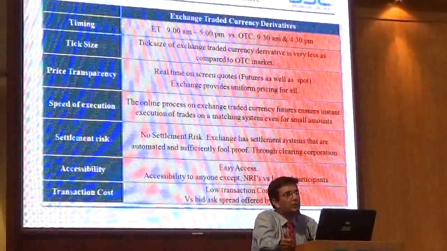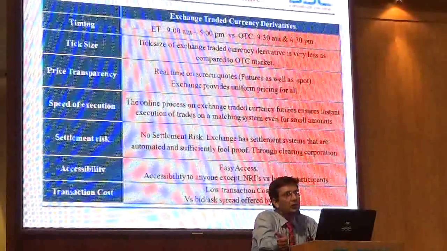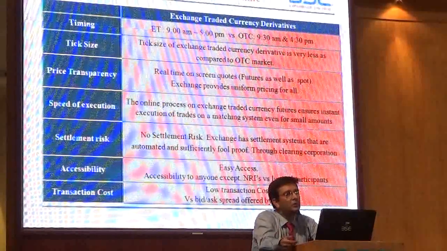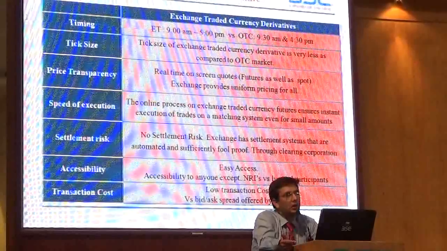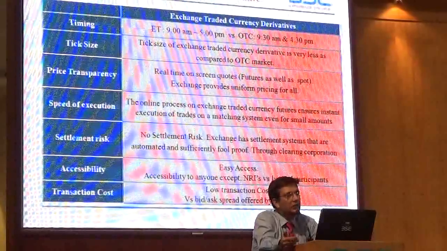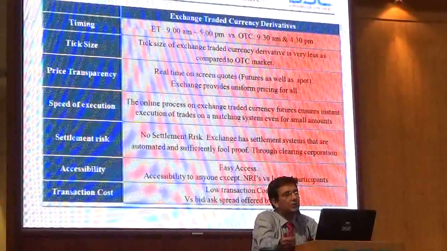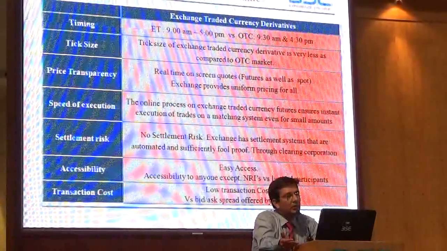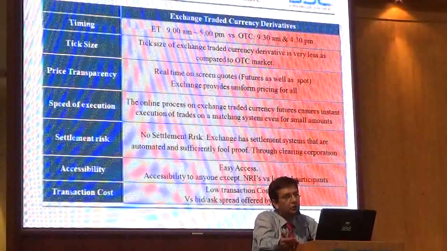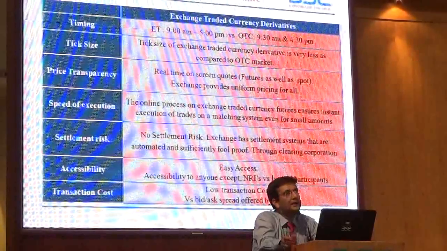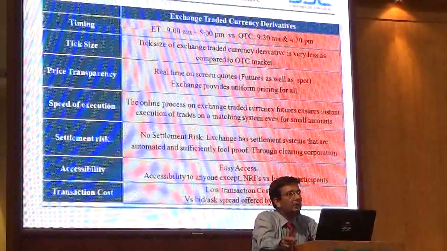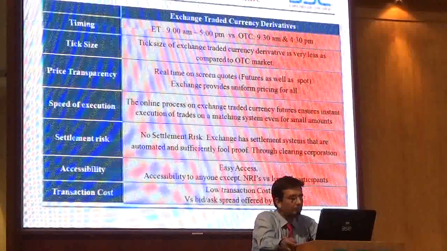Price is transparent. On the exchange you can buy $1 or 1 million, and the price will remain the same. But if you go to the OTC market, it totally depends on your business with the banks, how you are dealing with the bank, and whether your exposure is much or less comparatively; they price you accordingly. And if you have different bankers, they will price you differently.